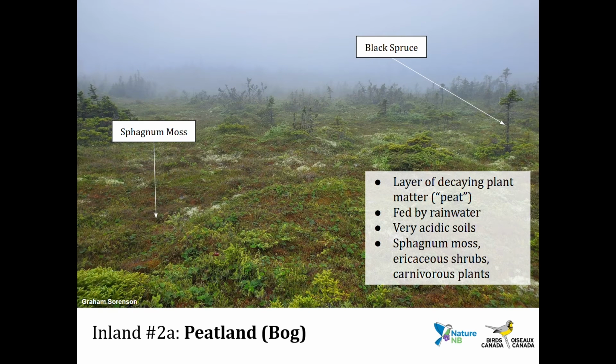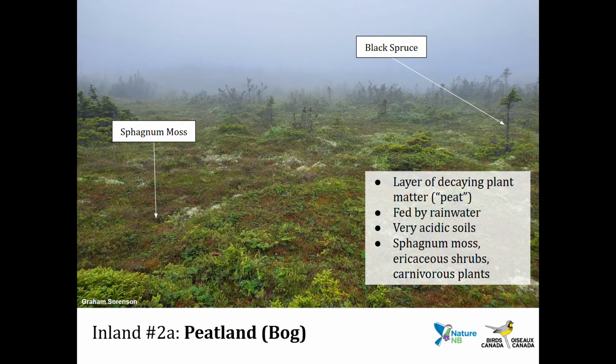The second type of inland wetland is a peatland, and again, there are two subtypes here. So peatlands in general are characterized by a layer of decaying plant matter, which is known as peat. And bogs are specifically fed by rainwater. They have very acidic soils, and they are dominated by sphagnum moss and ericaceous shrubs, for example, cranberries and blueberries. Black spruce trees are basically the only trees that you will see growing in bogs.